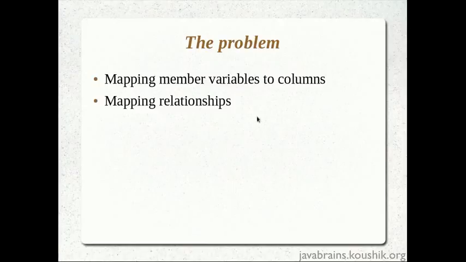The second pain point, mapping relationships. Now we saw a user object and a user table. Now let's say a user object has a reference to an address object. Now how would it work? We would probably have an address table.